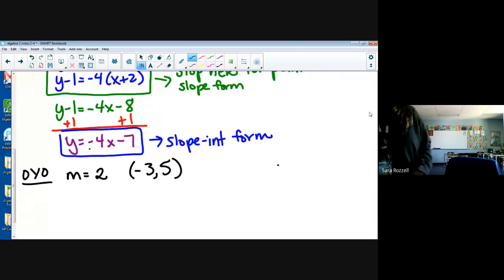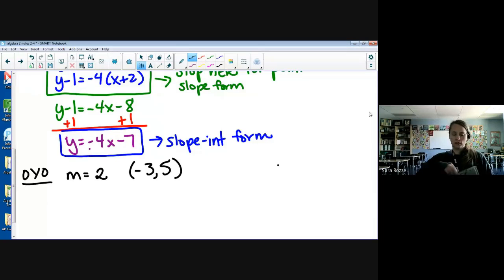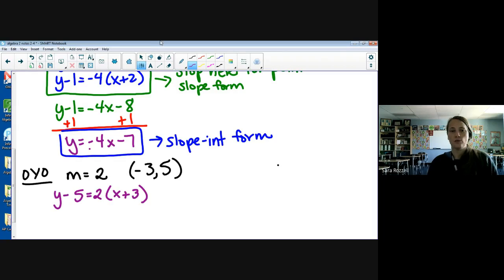Okay. So y'all did a great job with this. We're doing y minus y1. So that's y minus 5 equals our m, which was 2, times x minus x1, and x1 was negative 3. So x minus negative 3 is the same as x plus 3. So that is where we would stop if they said point slope form. So we would stop there. That's our point slope form.